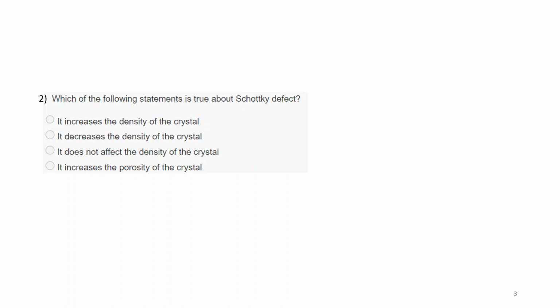So in case of Schottky defect, what happens? Your anions and cations will be vacant from your lattice points in ionic solids. So this will lead to a reduction in the density of the crystal. So the answer will be, it decreases the density of the crystal.